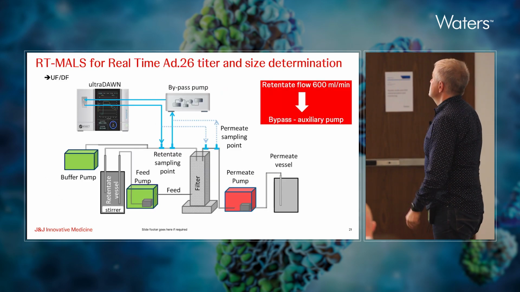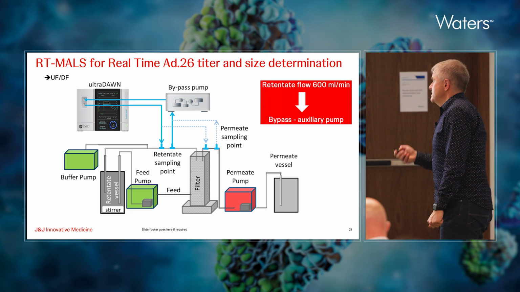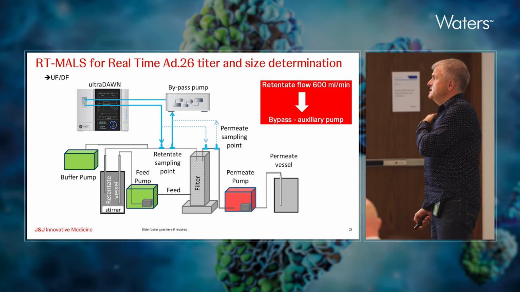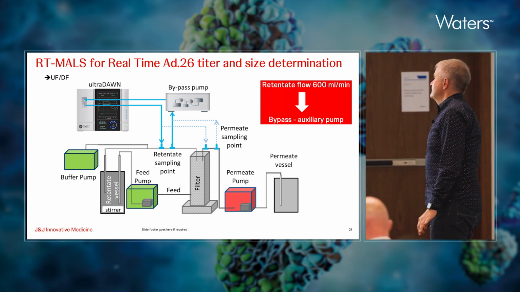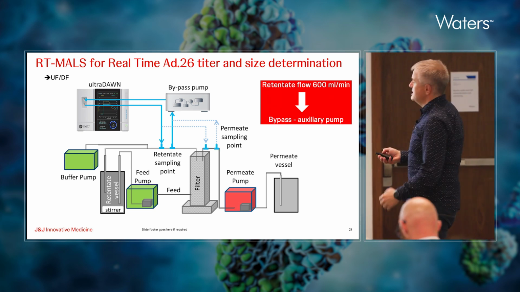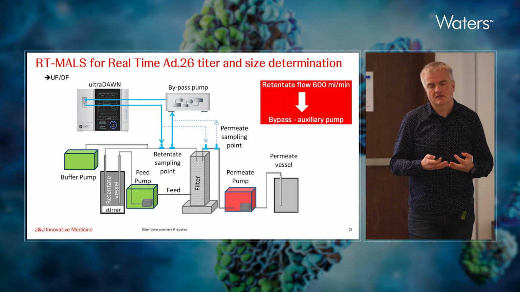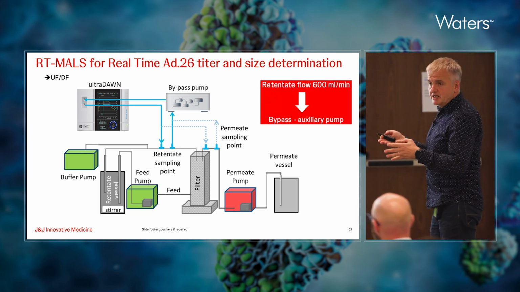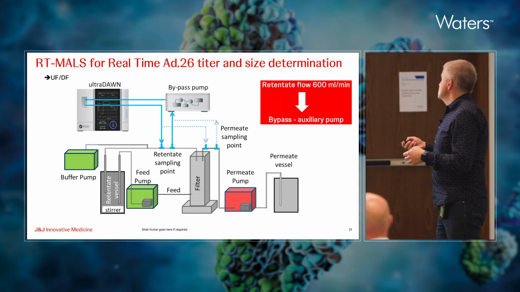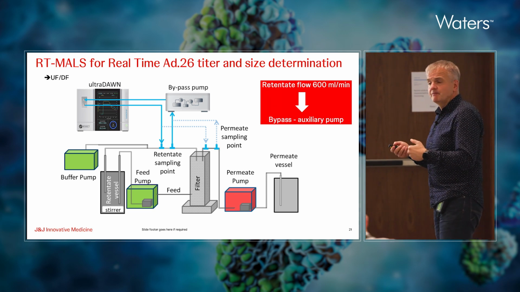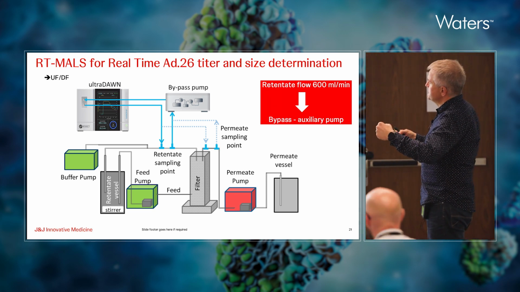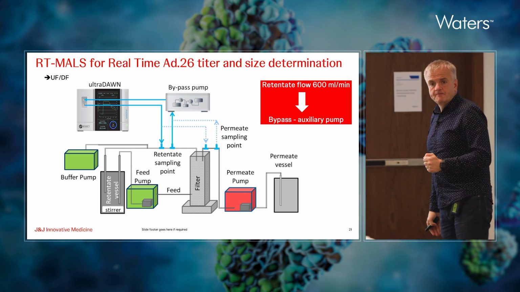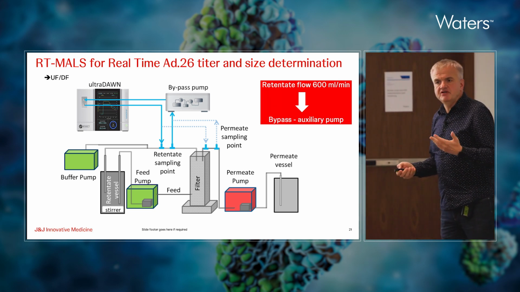Now, going further in the process, this is another example, the UFDF stage, tangential flow filtration. In this case, the actual flow is around 600 mL per minute. So obviously we cannot insert this detector in line. So we used an auxiliary pump, a bypass, so to speak, where we extract samples both from the retentate and the permeate, and we send it to the detector, and this can happen every few minutes.